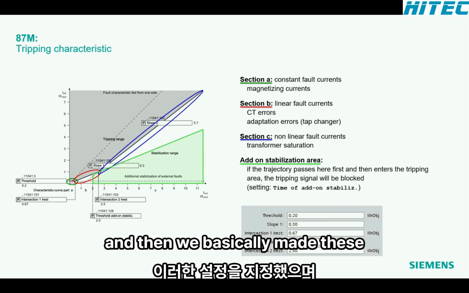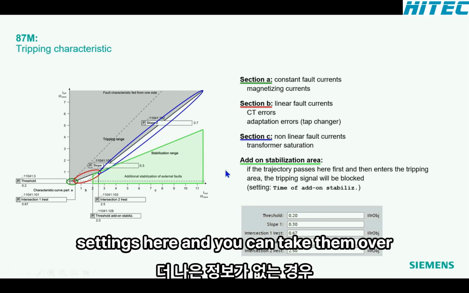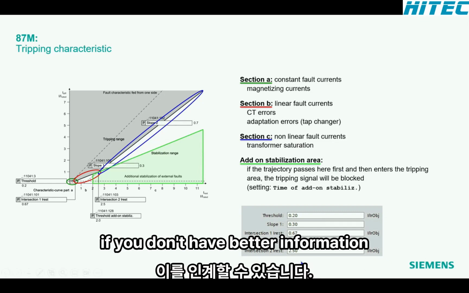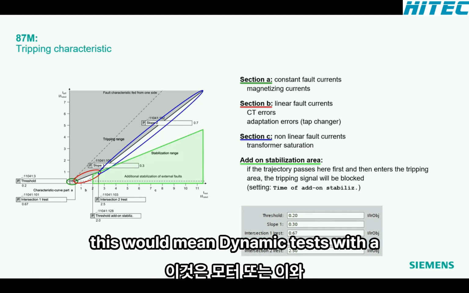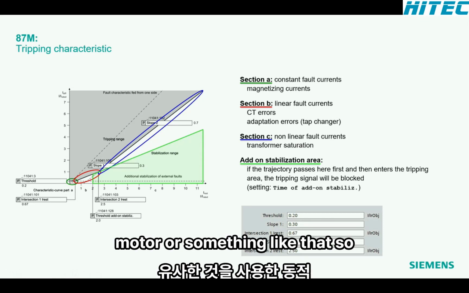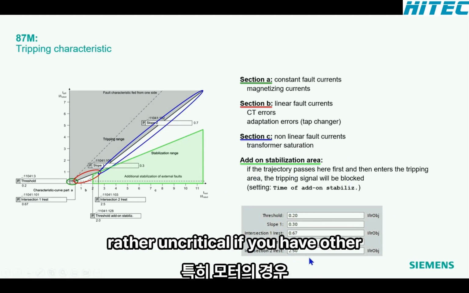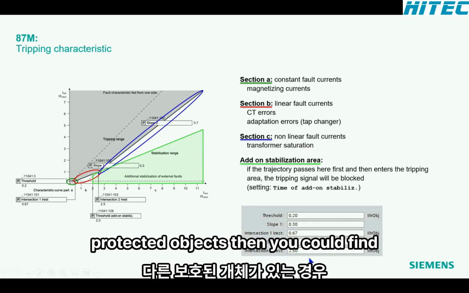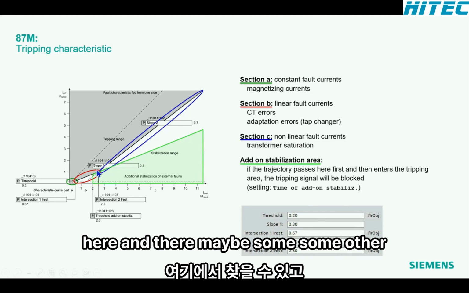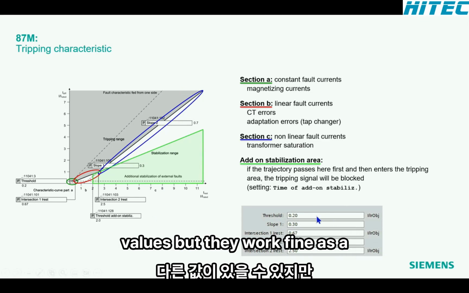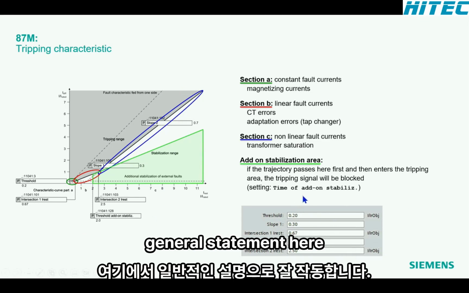And then we basically made these settings here, and you can take them over if you don't have better information. This would mean dynamic tests with a motor or something like that. So especially for the motor, I think it's rather uncritical. If you have other protected objects, then you could find here and there maybe some other values, but they work fine as a general statement here.